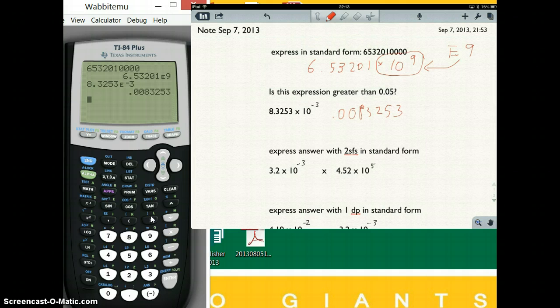Now is this number less than 0.05? Well, let's see, compare the first two numbers, 0, the same. Compare the second two numbers, 0 and 5. Okay, so this one's bigger, right? So 0.05 is bigger. So the expression greater than 0.5? No, it's not.